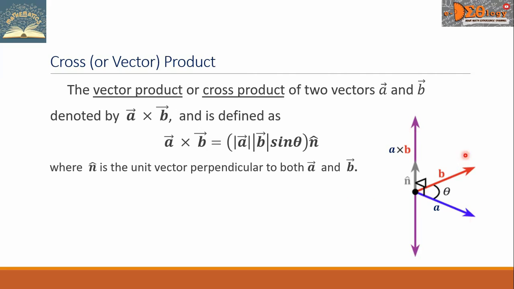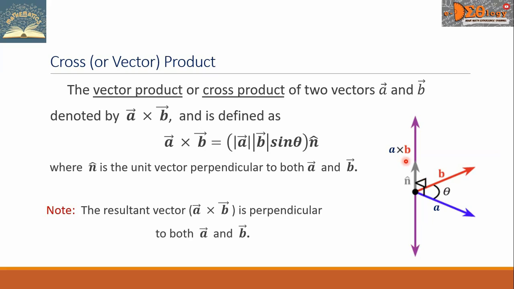This illustration will help us understand our cross product. This is the vector A and this is the vector B. This is the theta, the angle between the two vectors. Now, this A times B is what we call the resultant vector. And we say that the resultant vector, that is vector A times vector B, is perpendicular to both vector A and vector B.